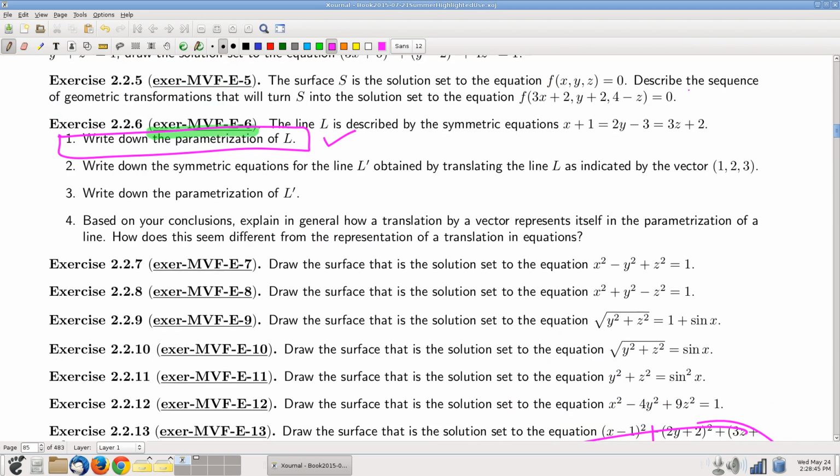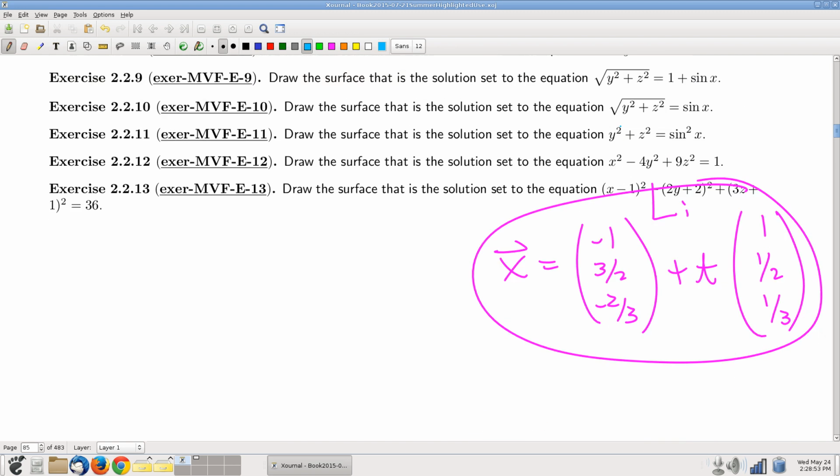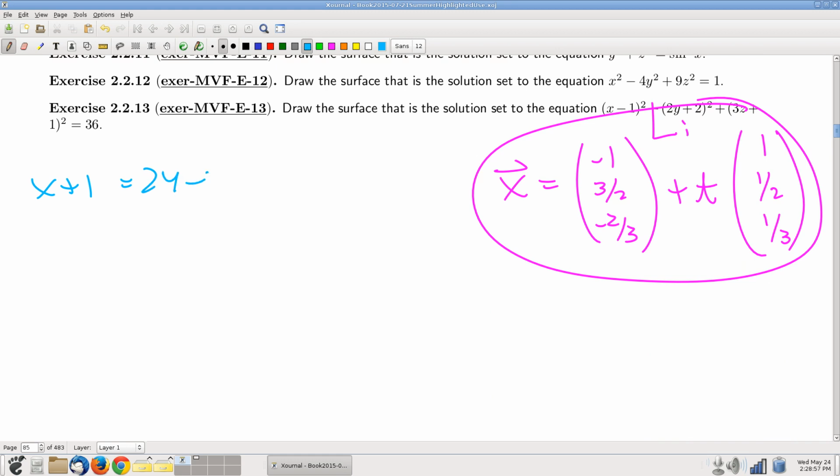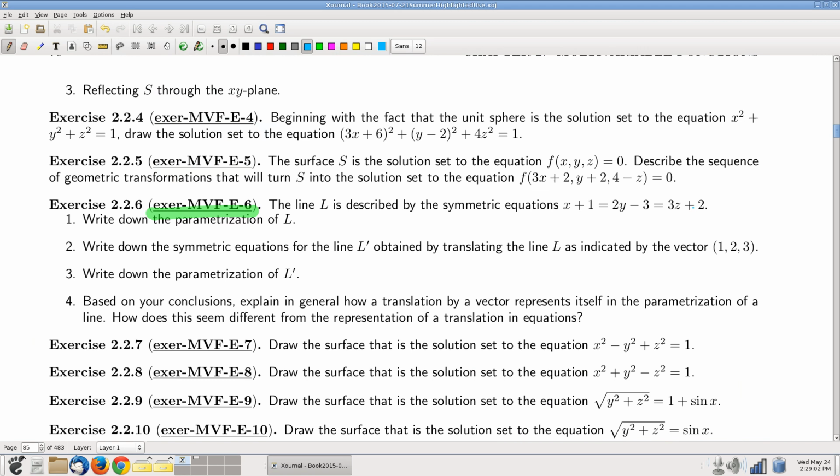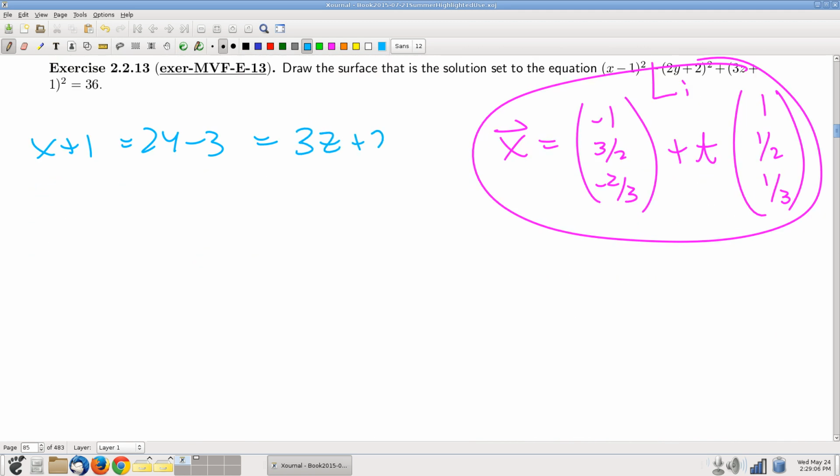Okay, so (1, 2, 3). I need these equations, so let me recopy them: x plus 1 equals 2y minus 3 equals 3z plus 2. And I want to adjust that to achieve this translation. We have rules. In an equation, if you want all the x coordinates to increase by 1, you replace x with x minus 1. So I'm going to replace x with x minus 1, and then I'm also going to replace y with y minus 2 and z with z minus 3. Everybody good?